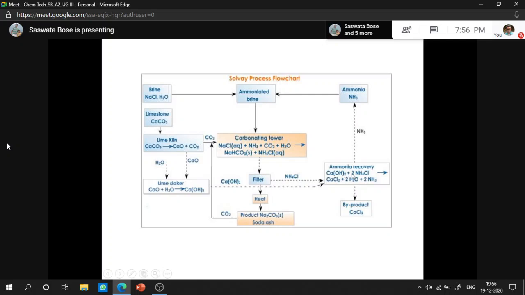In the ammonia recovery section, the basic reaction involves calcium hydroxide. As I said at first, the lime slaker produces milk of lime, calcium hydroxide. That calcium hydroxide is fed in the middle of the ammonia recovery section. It reacts with ammonium chloride to form ammonia. That ammonia is fed to the ammoniated brine solution. So it is a continuous process.